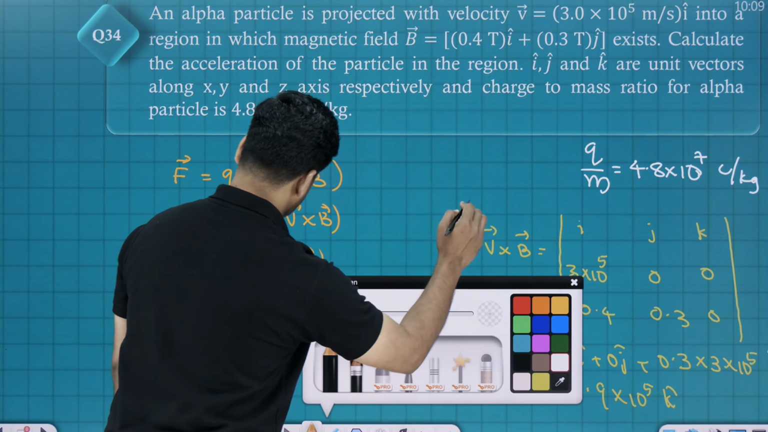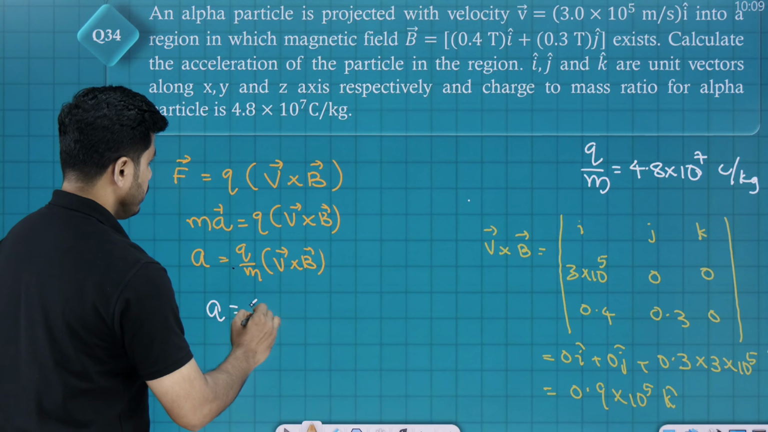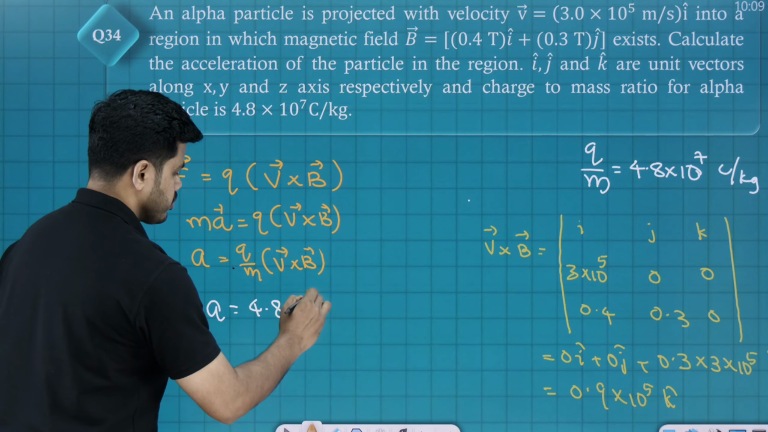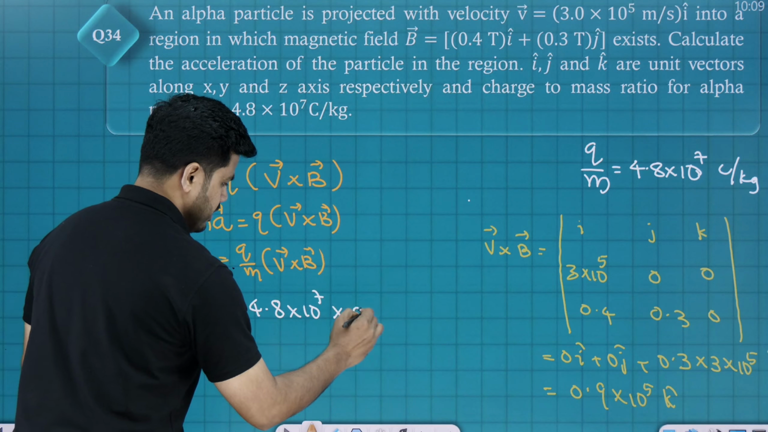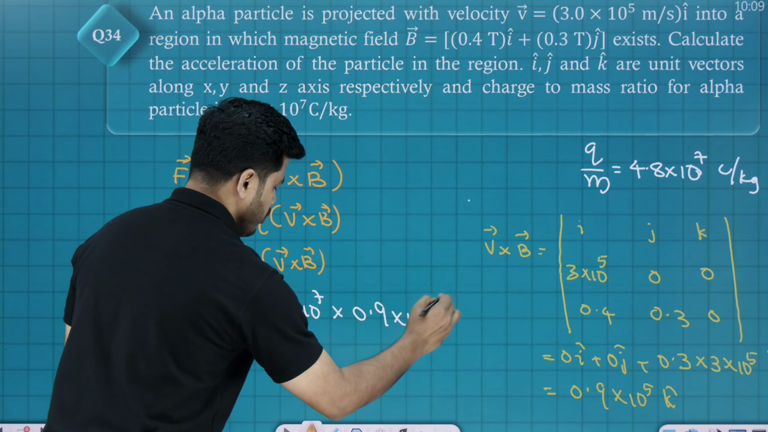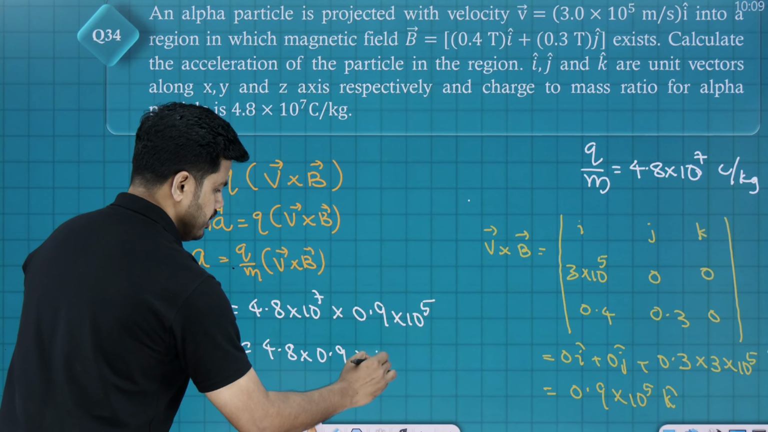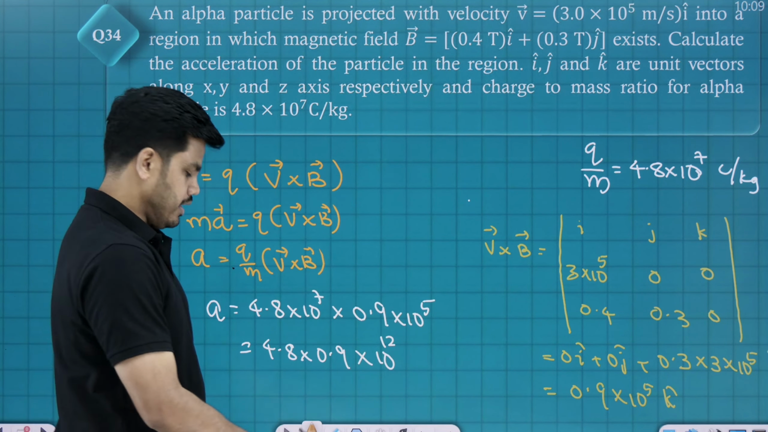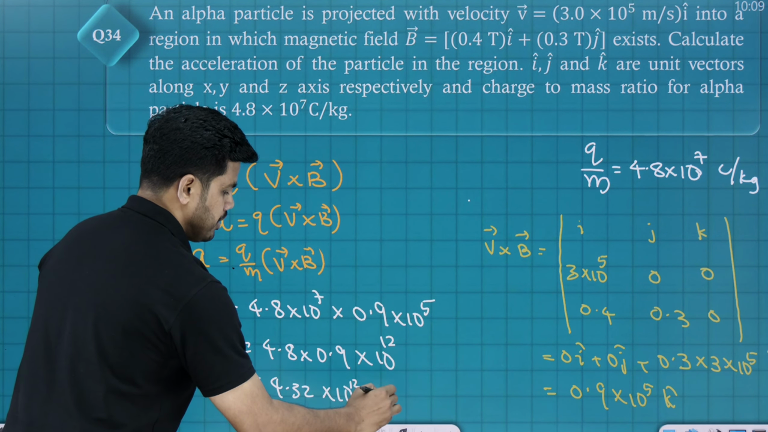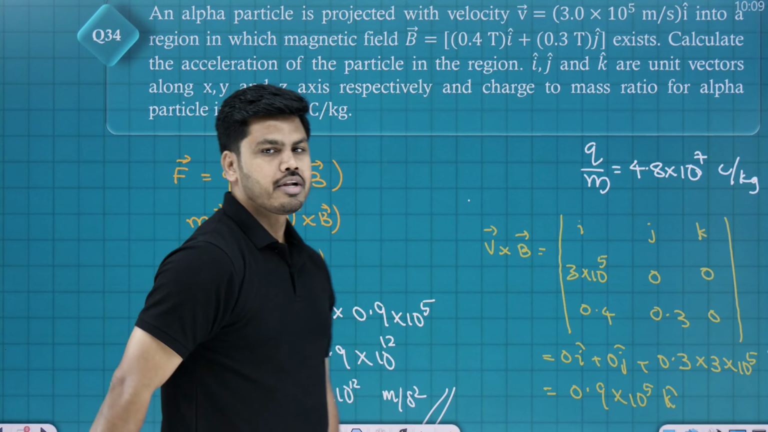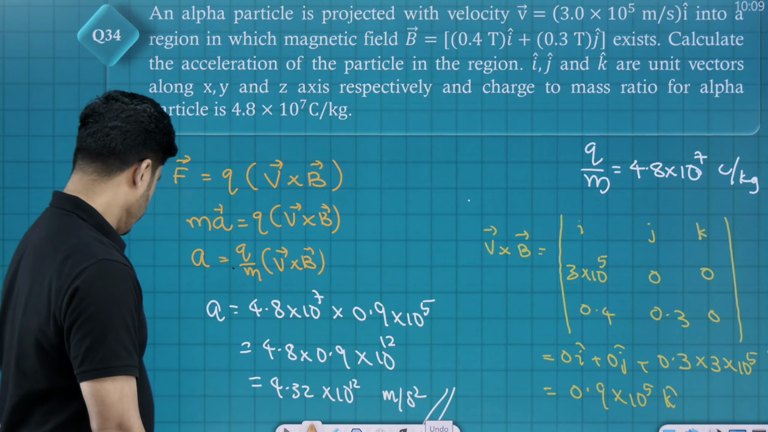What is the equation for acceleration now? q by m is already given, 4.8 × 10^7, into the value of v cross B, which is 0.9 × 10^5. So we have 4.8 into 0.9 into 10^12. Correct? So it's going to be 4.32 × 10^12 meter per second square. That is going to be the acceleration of the particle. So that was a question from the Lorentz force equation.